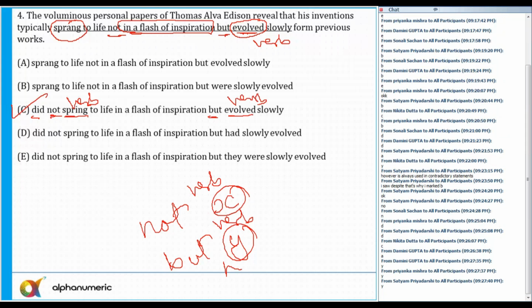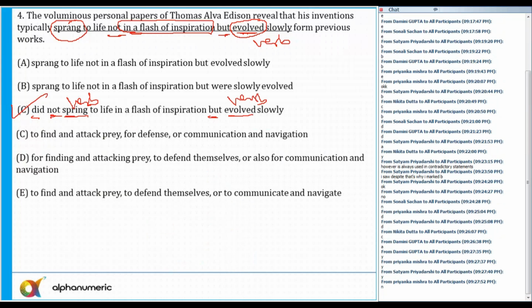Anybody has any doubt here? Number 5. Question number 5.